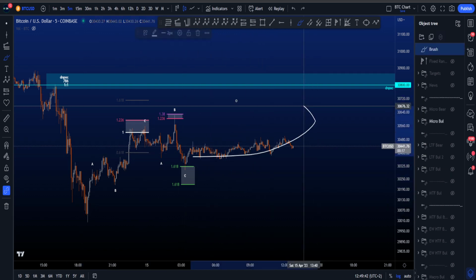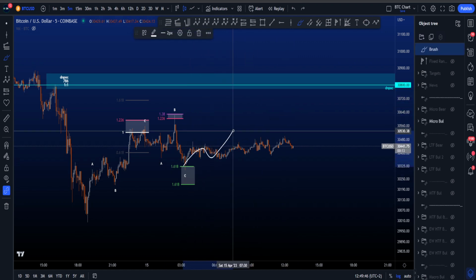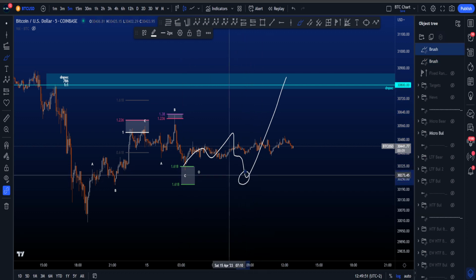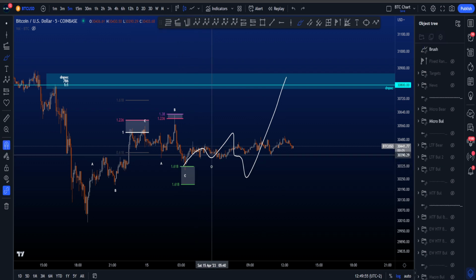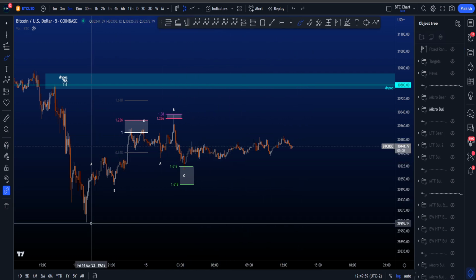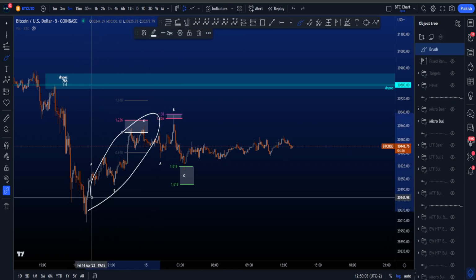Now, if this is then a wave Y, of course a wave Y can be an expanding flat, so that would be a 3, 3, and then eventually a 5, where the low over here of this then being an ABC is taking the origin of wave C. However, this is already a very long move in time compared to this wave C. This wave C, as you can see, is more vertical, more to the upside.